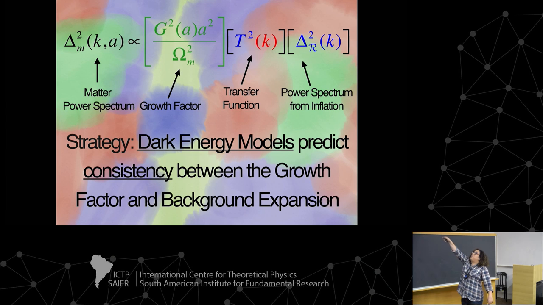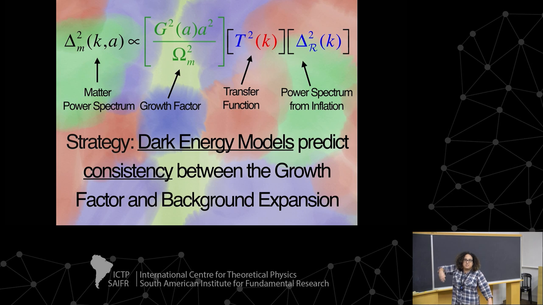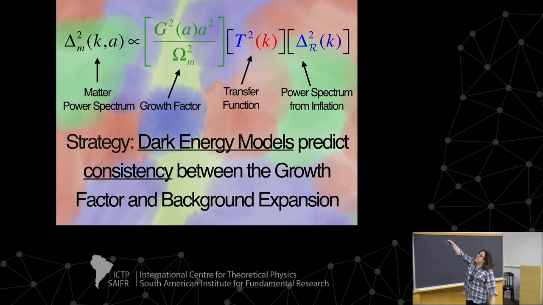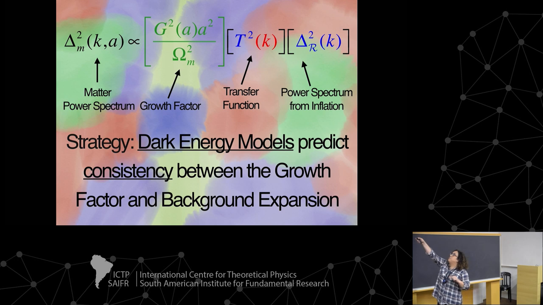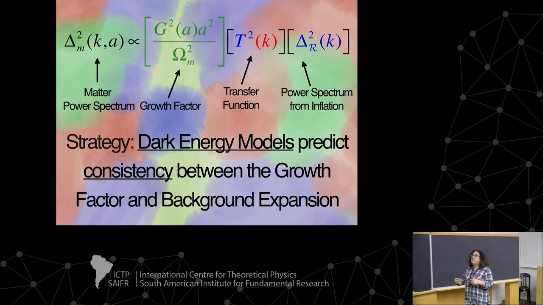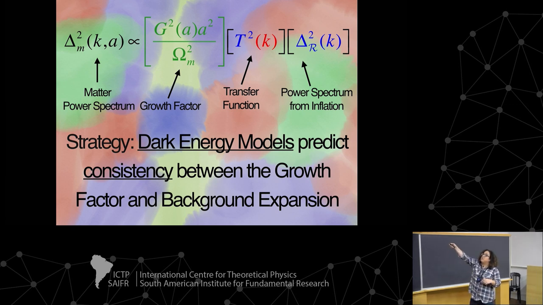You also have a transfer function that takes into account massive neutrinos, the acoustic oscillations of the CMB, and so on. And we have this k-independent amplitude rescaling, this is Fourier space, that we call the growth factor. My claim is that if those assumptions are correct, then the only way dark energy can affect the matter power spectrum is through this k-independent rescaling of the amplitude. That's claim number one.